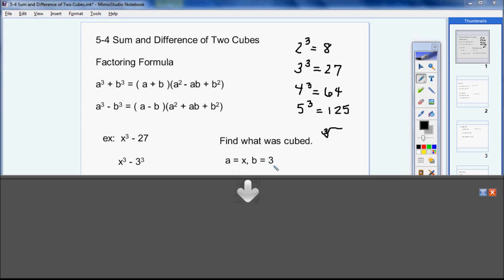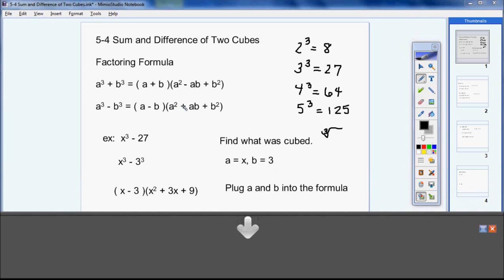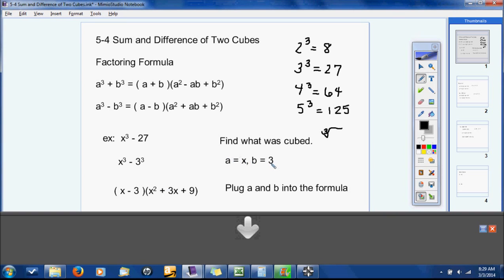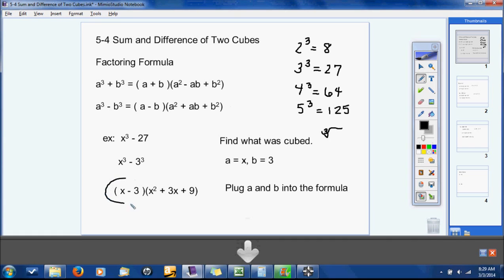X cubed and 3 cubed. So what you do is you plug in the a and b into the formula. Here's a, which is x, minus b, which is 3, x minus 3, times x squared plus x times 3, 3x, plus 3 squared. And once you have done that, this is your answer. There's nothing more to it.